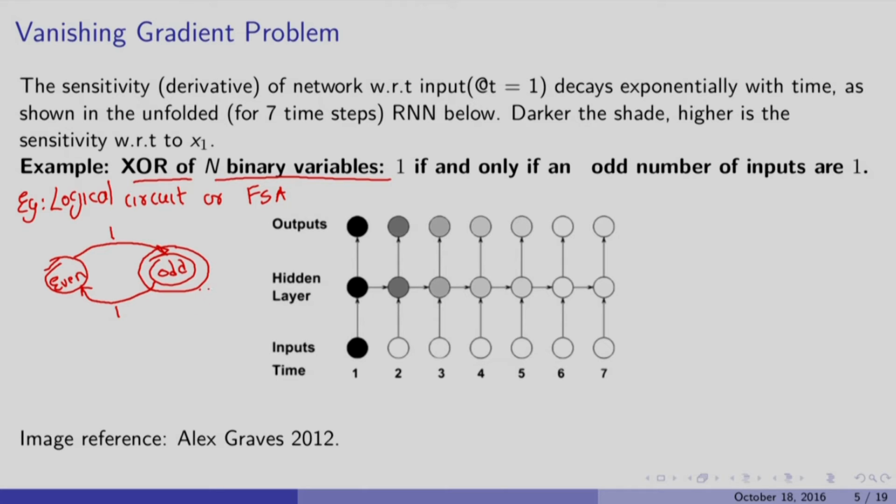However, when you use the RNN to model such a function, such an XOR function, let us say we have seen inputs for 7 time steps. Let us say we are interested in assessing the derivative of the network with respect to input over a long time frame. However, this decays exponentially with time, and that is depicted here. There is significant update of input at time 1 with respect to the hidden layer at time 1. Go to time step 2 or 3 or 4, the effect is diminishing.